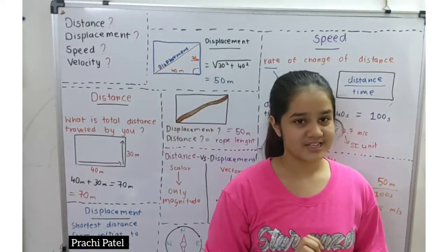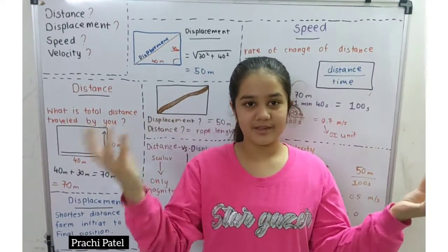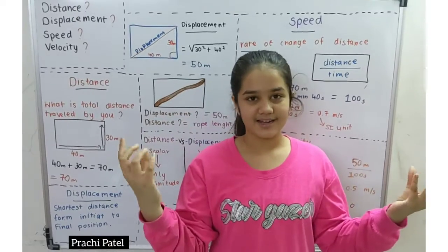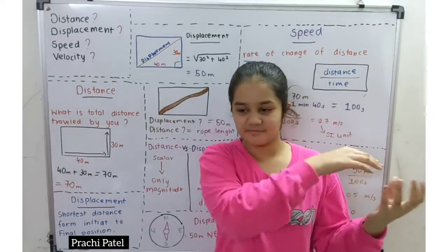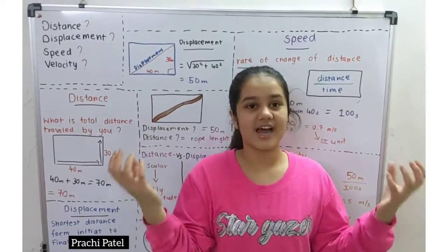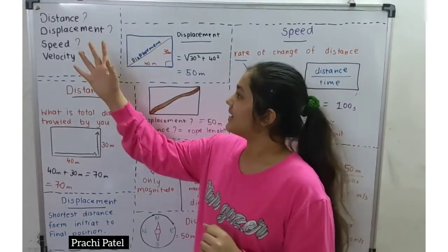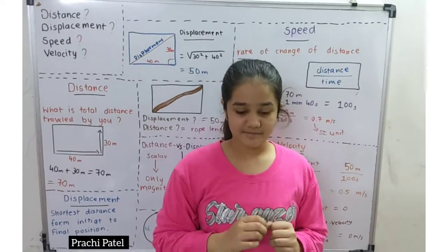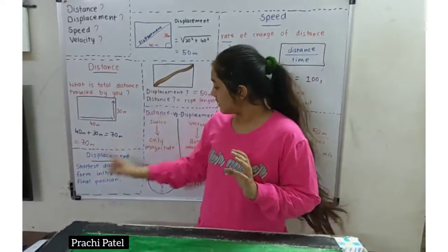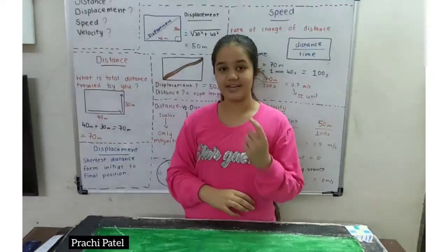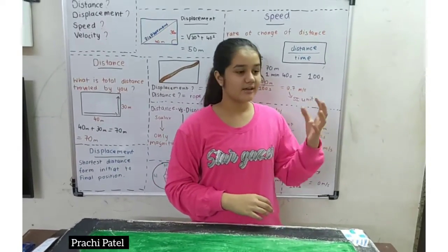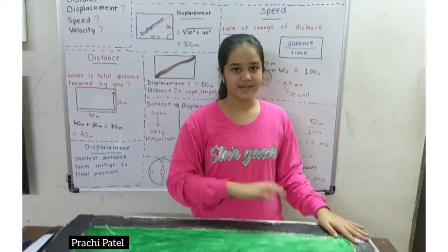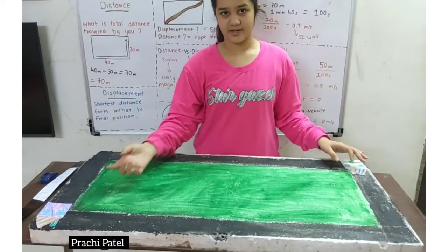Distance. The definition of distance is from A point to B point. The distance between them is called distance. The difference between those numbers is called distance. Then displacement. Displacement is the shortest distance from the initial to the final position. Initial means the A point and final means the B point.